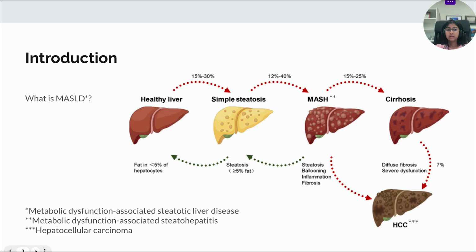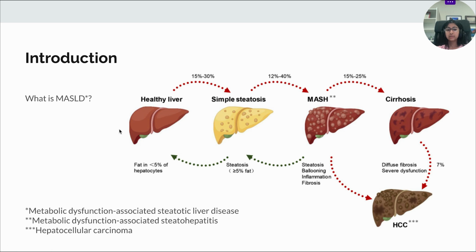First of all, what is MASLD? MASLD stands for Metabolic Dysfunction Associated Steatotic Liver Disease. MASLD is a type of liver injury that affects approximately 30% of the world's population. The disease is characterized by the excess deposition of fatty acids, called triglycerides, into liver cells called hepatocytes.